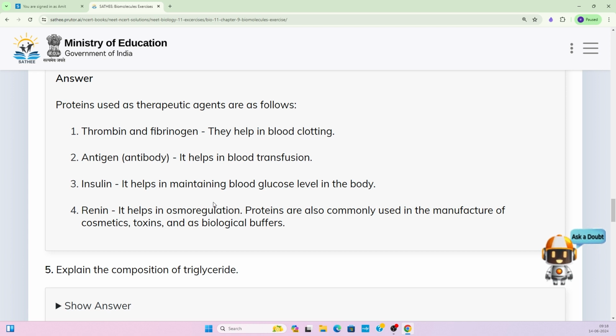Next is renin. It helps in osmoregulation. It helps in maintaining the balance of water in the body. So proteins are also commonly used in the manufacture of cosmetics, toxins, and biological buffers. So renin is not only synthesized in the body and used in osmoregulation, but it is also used to manufacture some of the cosmetics, because in the manufacturing of some cosmetics, this renin is used. It is also used as toxins and other biological buffers.